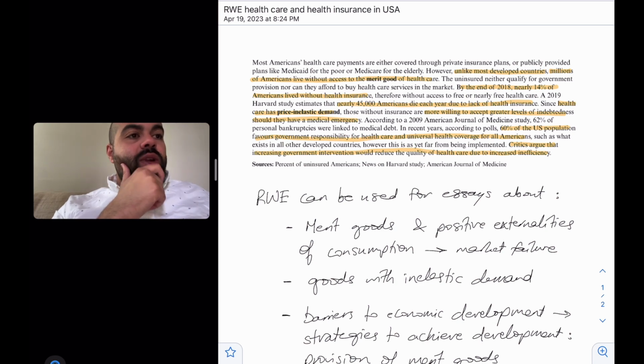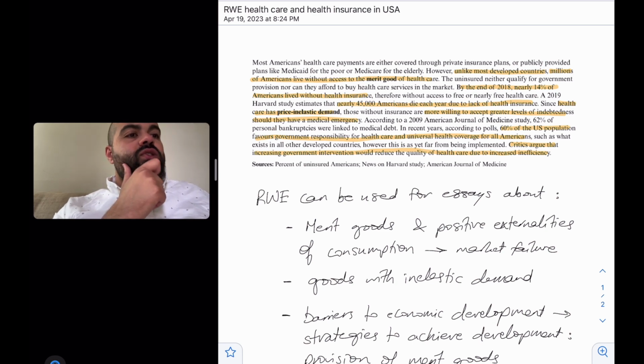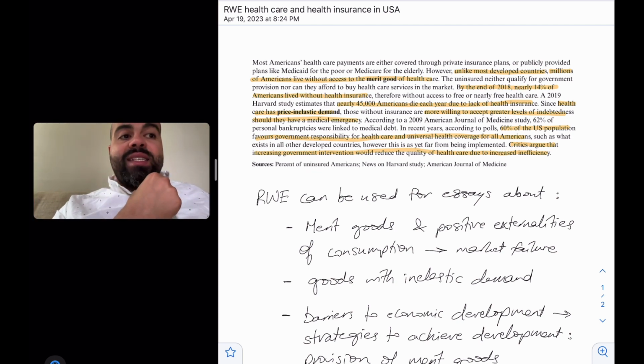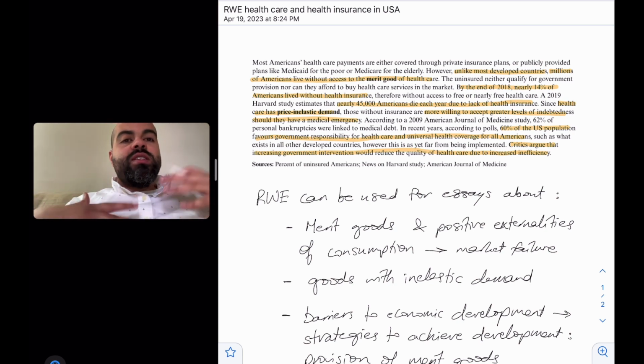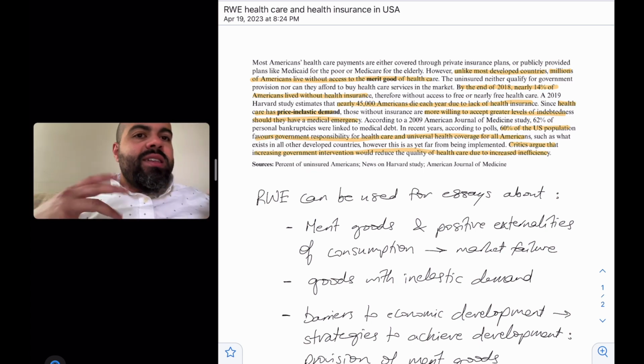In recent years, according to polls, 60% of the US population favors government responsibility for healthcare and universal health coverage for all Americans, such as what exists in all other MEDCs, in all other developed countries. However, this is as yet far from being implemented. Critics, those who are against universal coverage, argue that increasing government intervention would reduce the quality of healthcare due to increased inefficiency, because public services provided by the government are not driven by a profit motive. So there is this idea among conservative and classical leaning economists that they tend to be more inefficient.